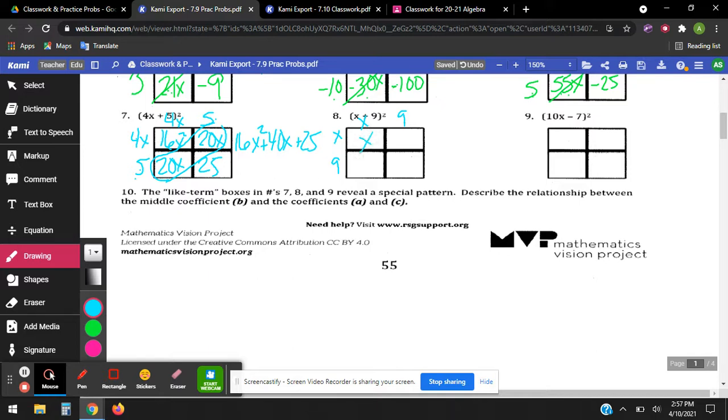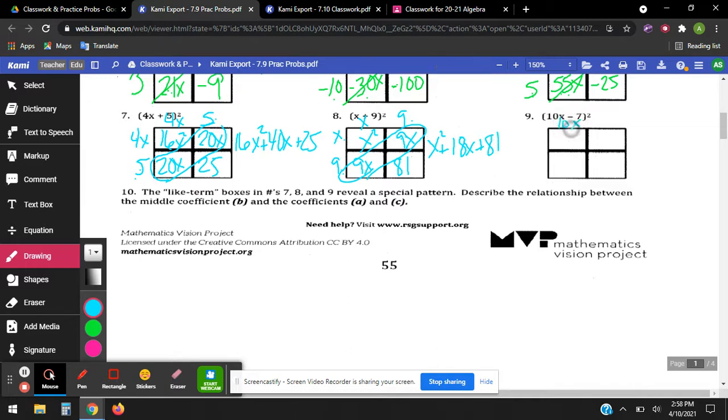Okay, here I'm going to do an x plus 9 on both sides. So x times x is x squared. x times 9, 9x. x times 9, 9x. 9 times 9, 81. So combine these: x squared plus 18x plus 81.